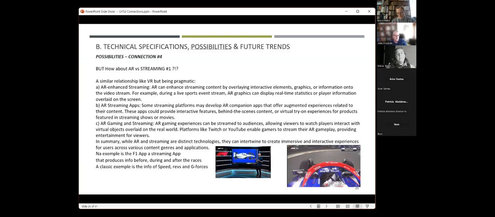AR uses. There are several examples of AR with streaming. Now, several platforms have special content. One of the examples is Formula One, where we can see the cockpit of a driver, and we can see the performance of the driver.